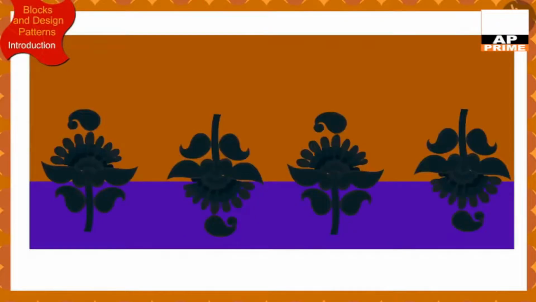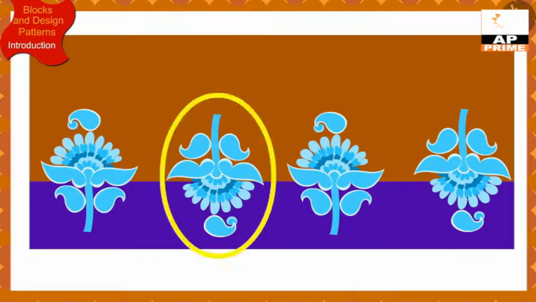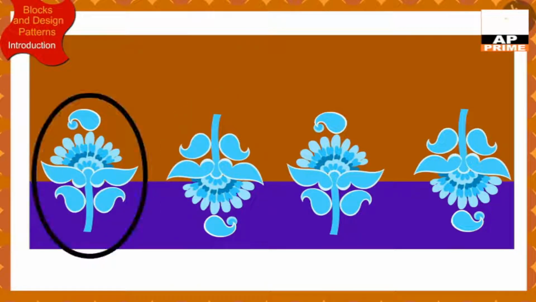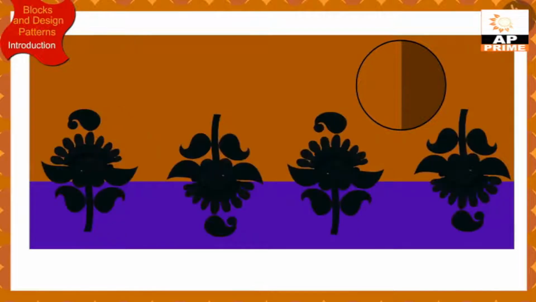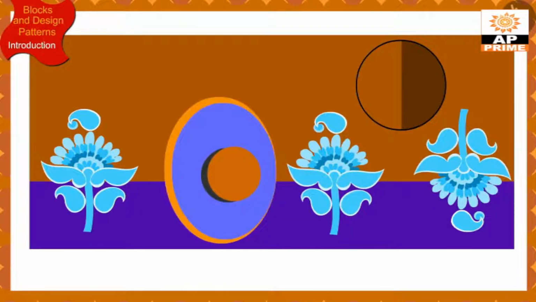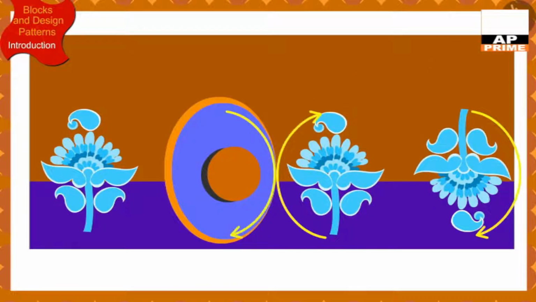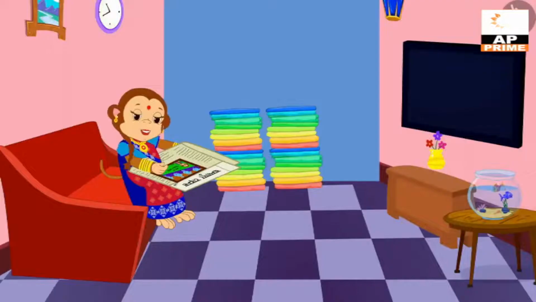If we look closely, we will find that this impression has been made by rotating the previous impression by half in the clockwise direction. In order to create this pattern, Banno has rotated the block of the design by half in the clockwise direction each time.